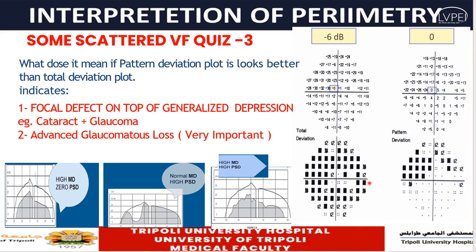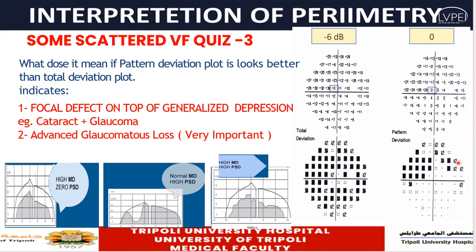As we explained before, the meaning of the pattern deviation probability plot, after the correction for the generalized depression, is that all these points are depressed, but these points are more depressed than all of these points. This is the meaning of the pattern deviation probability plot.